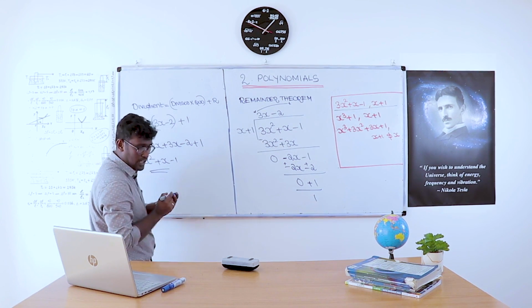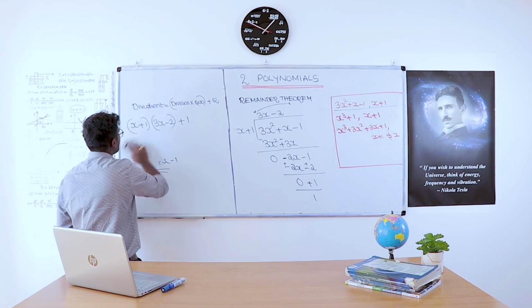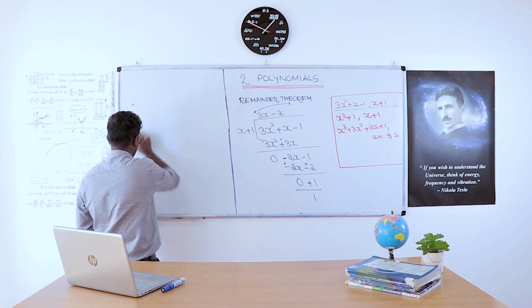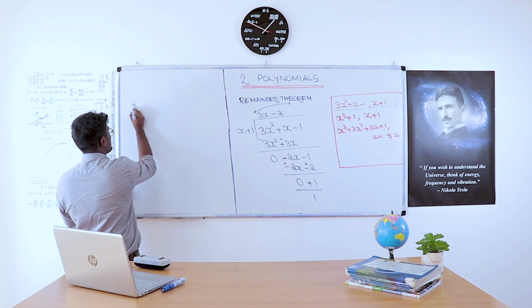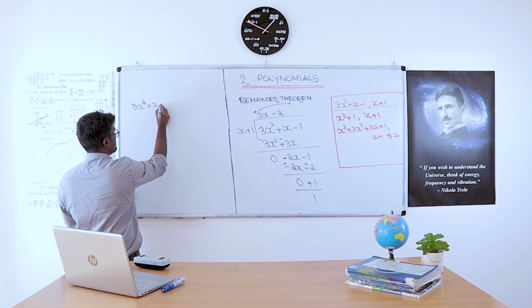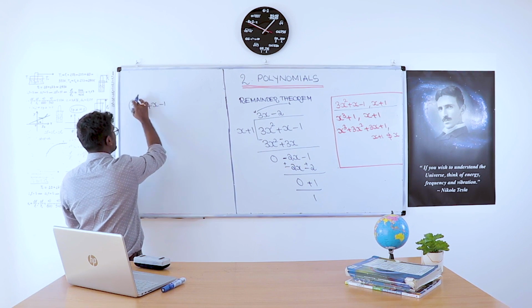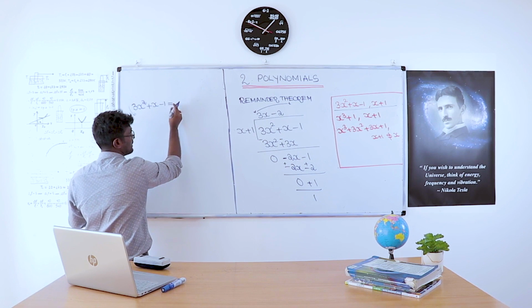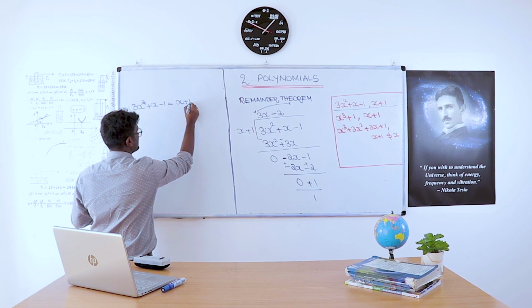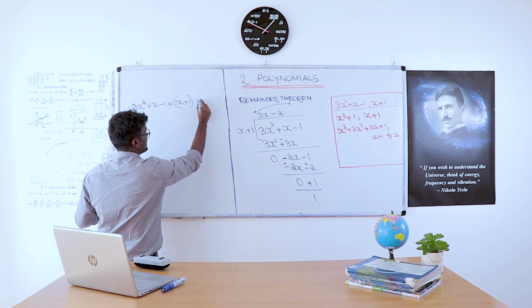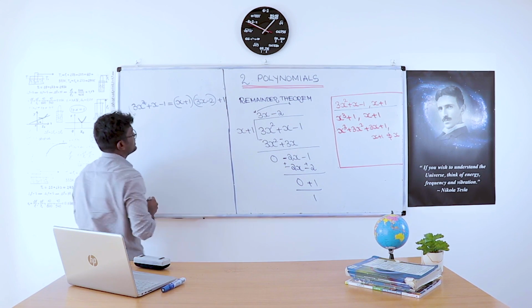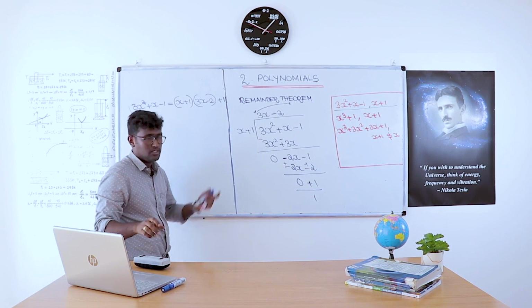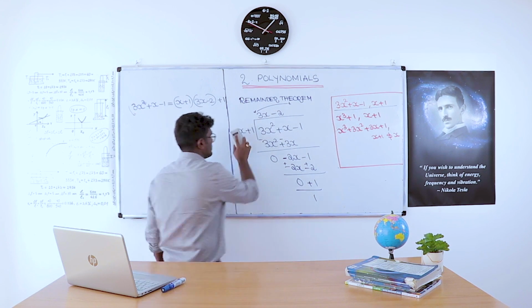So how can we write this? We can write this as dividend equals 3x square plus x minus 1 equals, what about the divisor? x plus 1 into 3x minus 2, plus 1. So this is the answer. So this is the first example. Then we have to move to the second example.